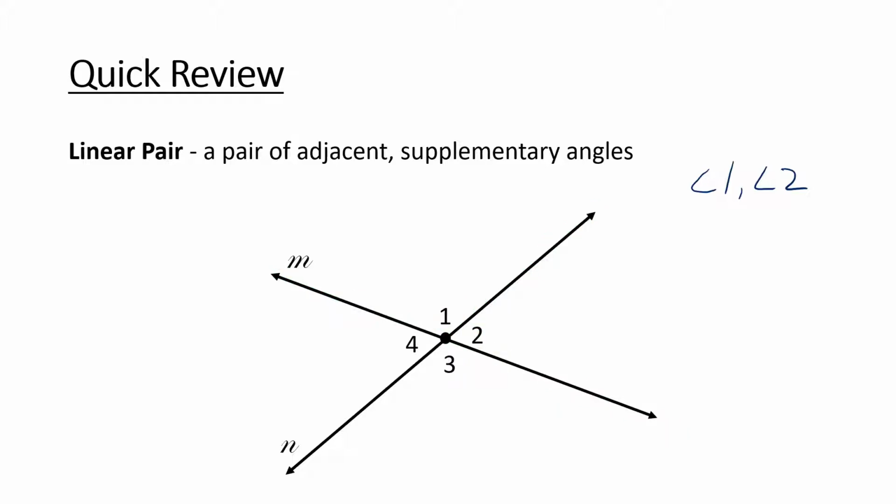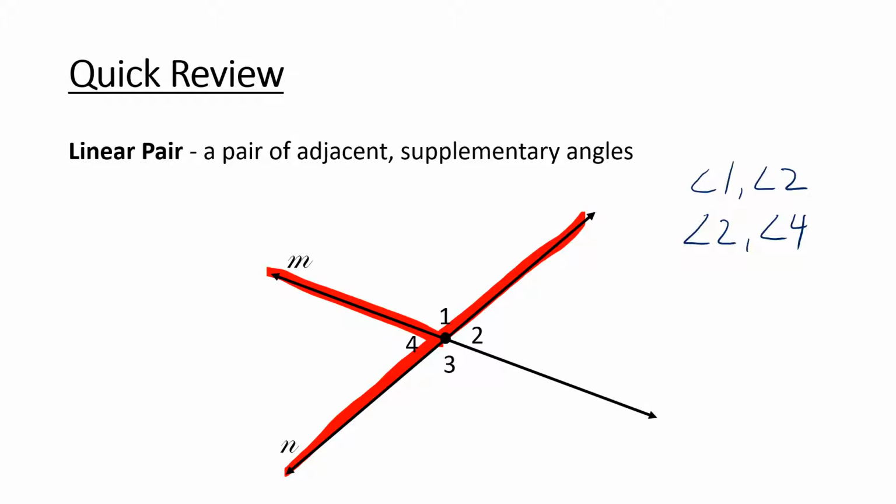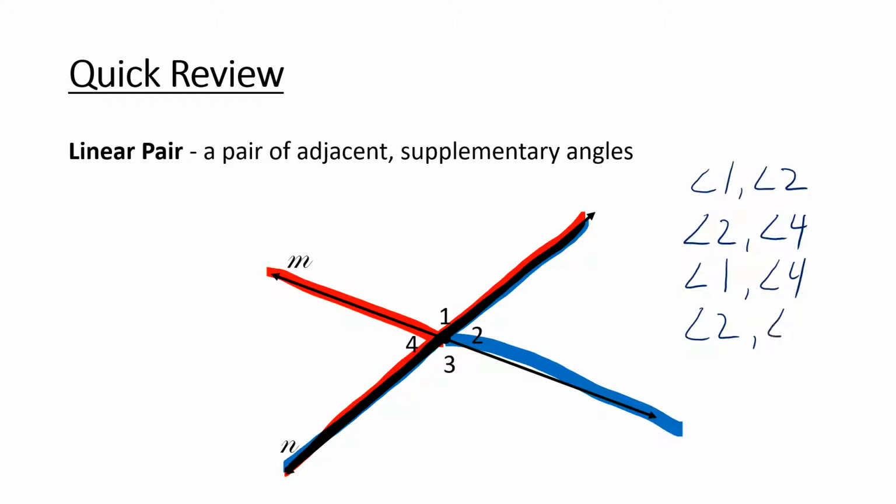Now we also have a couple different ones here. You could also look at this way, that angle 3 and angle 4 would be another linear pair. And if you keep going around, there's a couple different other ones. For instance, we could do 1 and 4, as well as 2 and 3, making up the other linear pairs in this figure. So as a quick review, there's two different pairs of vertical angles and four different pairs of linear pairs when two lines intersect.